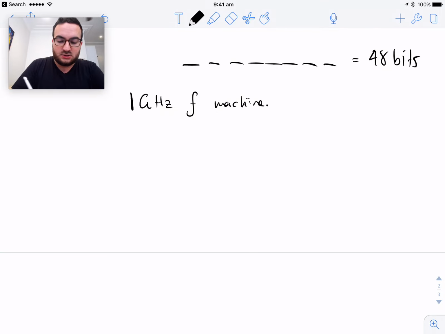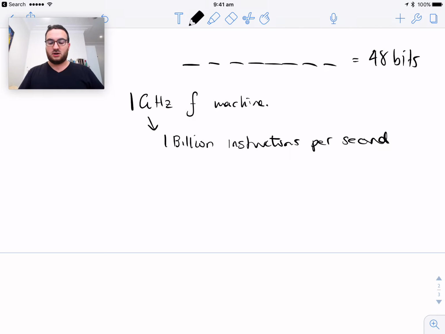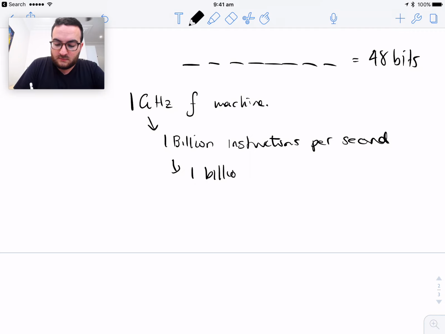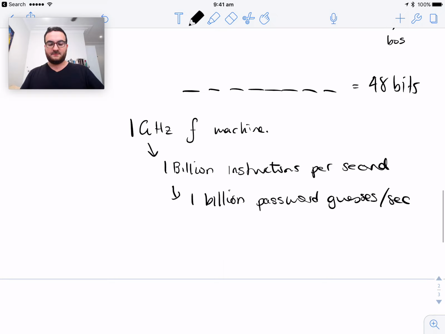And that I can literally do 1 billion instructions per second. This is totally wrong and totally optimistic, but I'm just going to assume they can do 1 billion password guesses per second. Very optimistic, but let's just assume that.